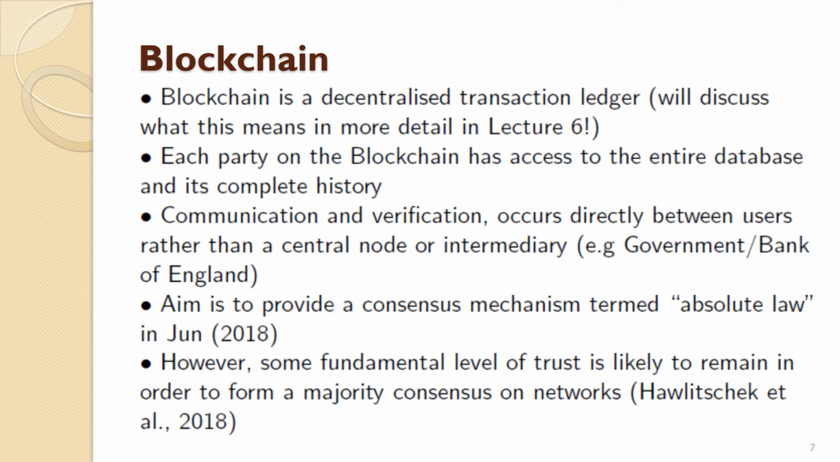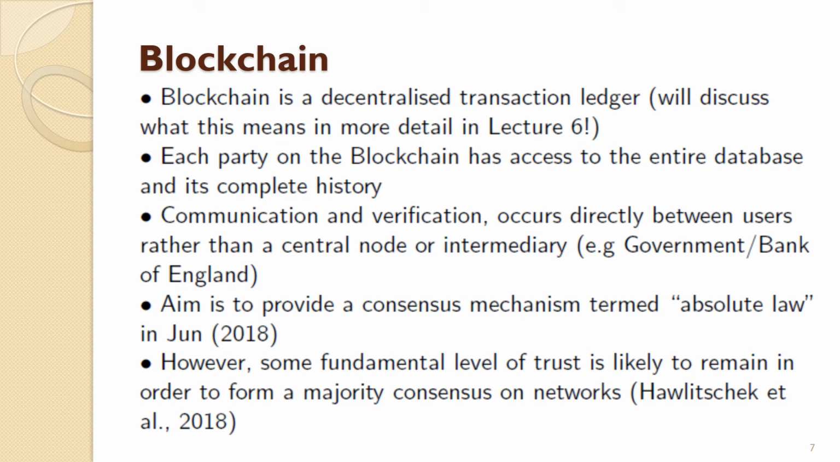So blockchain then is what's known as a decentralized transaction ledger. We'll discuss what this means in more detail in a couple of lectures' time. The basic idea is just a decentralized network where nodes communicate in some sense. Each party on the blockchain has access to the entire database and its complete history. And communication and verification occurs directly between users rather than via a central node or intermediary, e.g. the government, the Bank of England, the Federal Reserve, or an exchange in this instance.